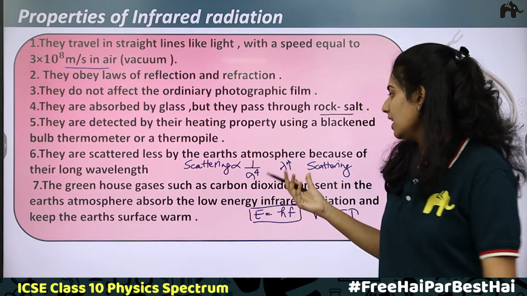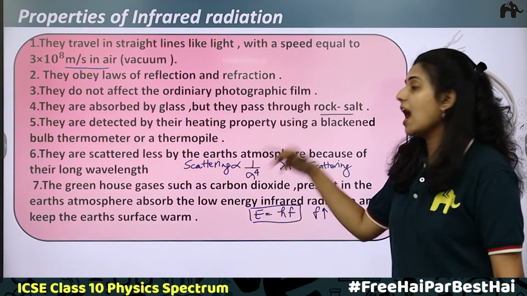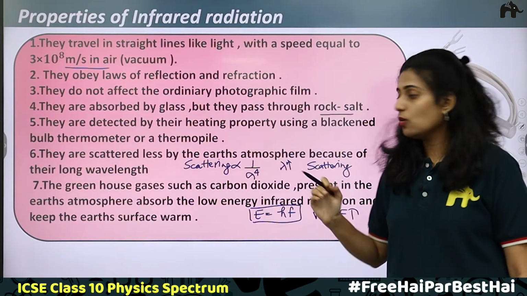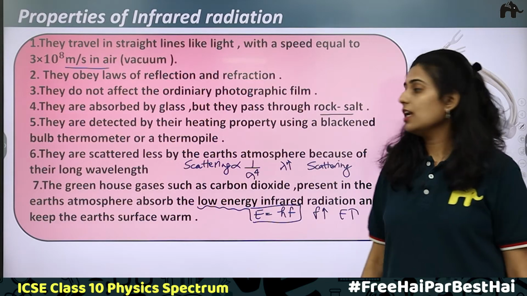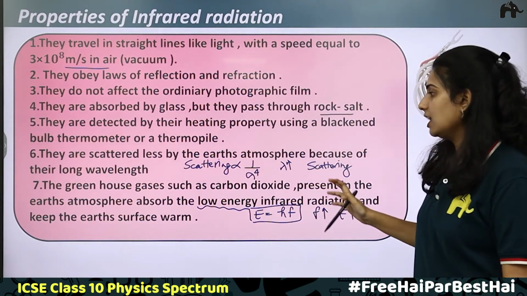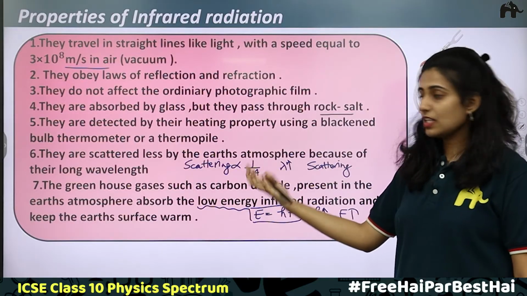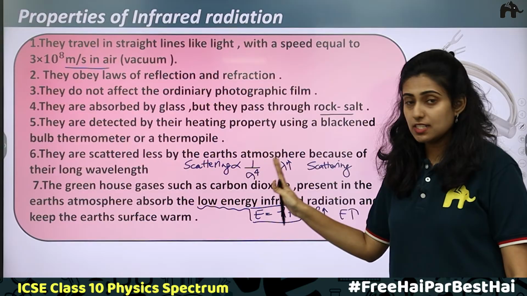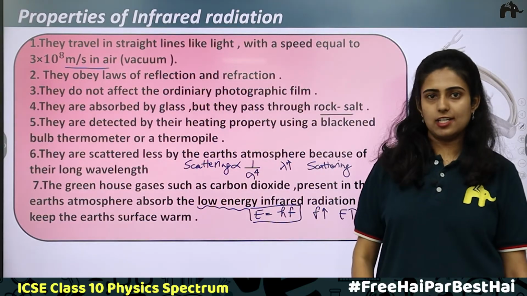Okay, so in the case of these radiations, we have said they are having higher wavelength. Higher wavelength means the frequency will be low. Therefore, these radiations will be low energy infrared radiations. Okay, so these low energy infrared radiations can be absorbed by the greenhouse gases like carbon dioxide present in the Earth's atmosphere.